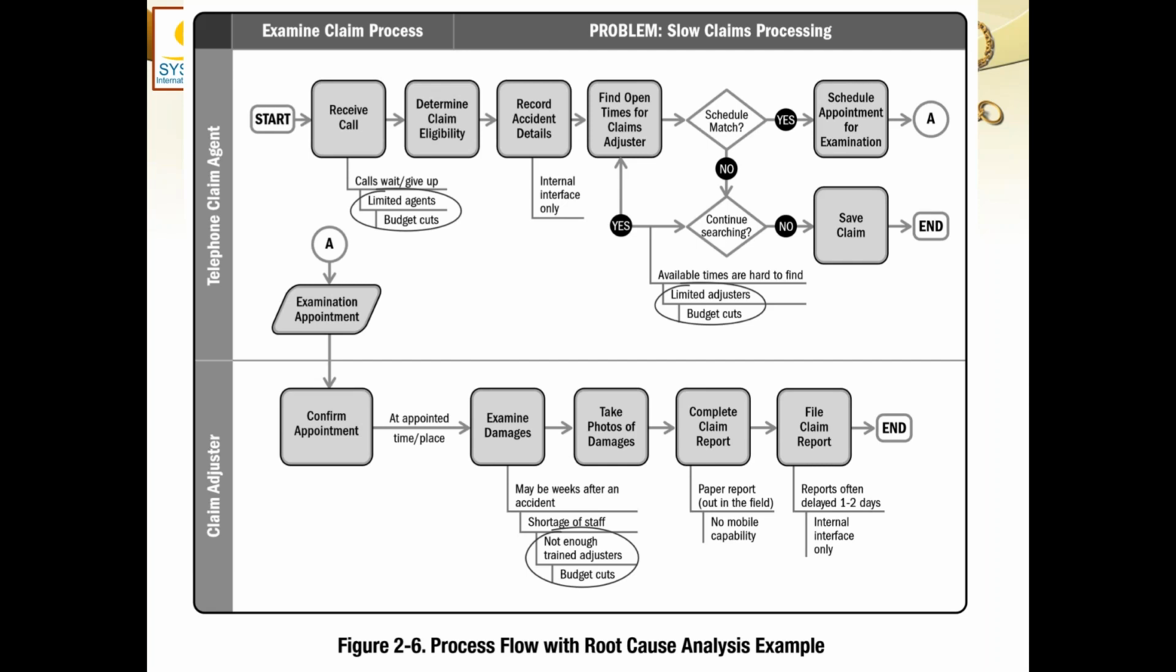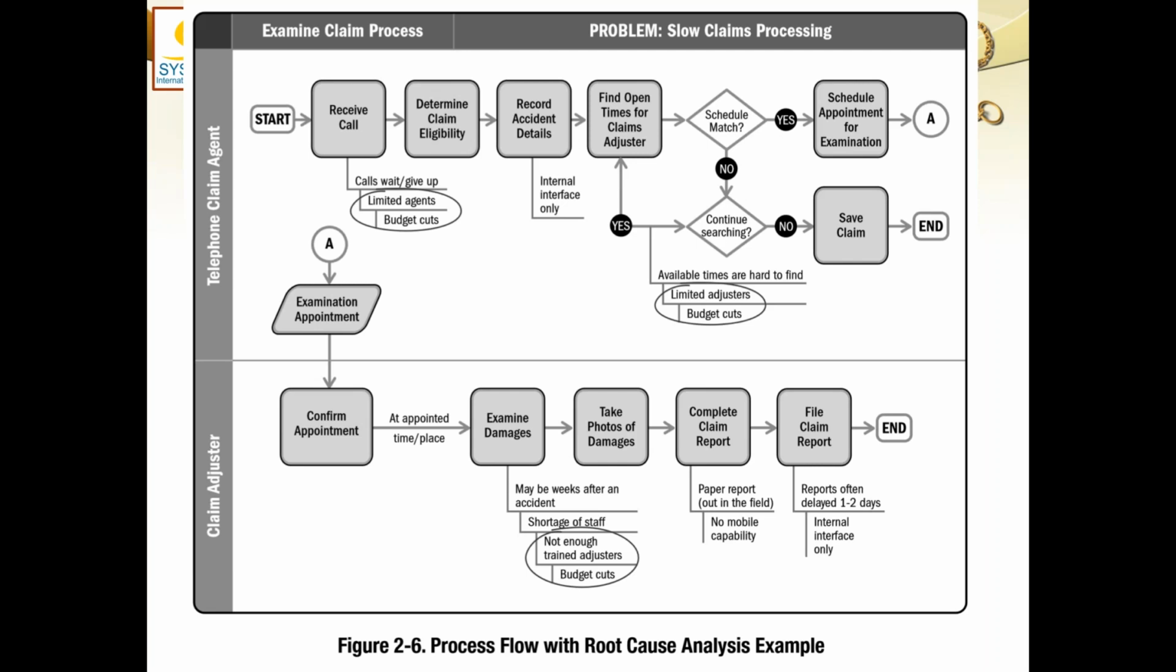So once the telephone claim agent does the examination appointment, only then the claim adjuster confirms the appointment and moves on with his own duties. So first of all, make the flow. Don't worry about the Ishikawa or cause-effect diagram right now. So what is the process?